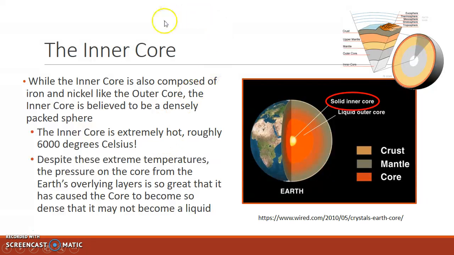Alright, so to wrap up, we talked about the Earth's layers here. We have the crust, which is composed of oceanic and continental crust. We have the upper mantle, which is divided into the asthenosphere, which is the plastic mantle.